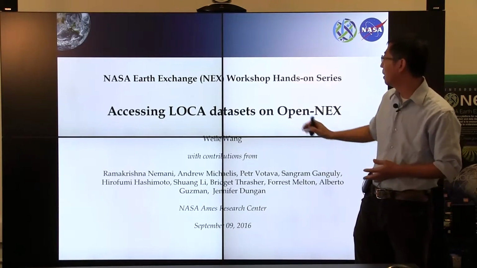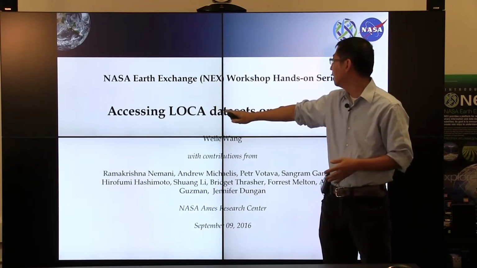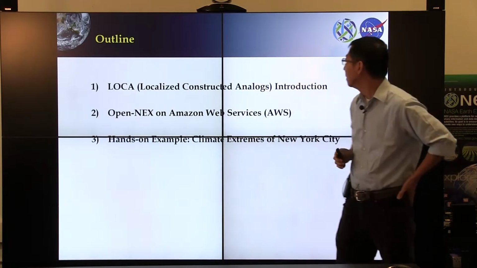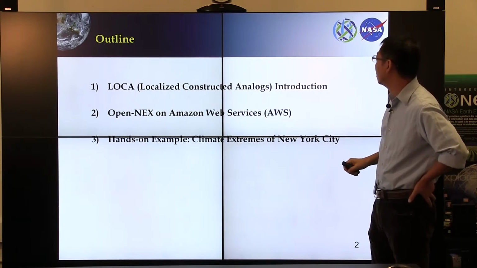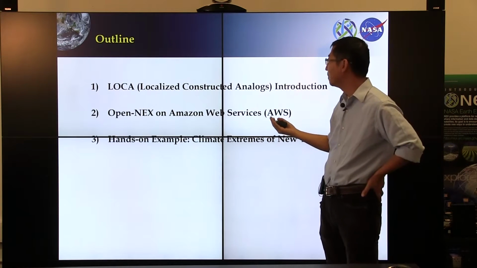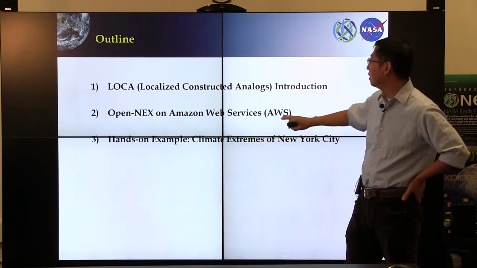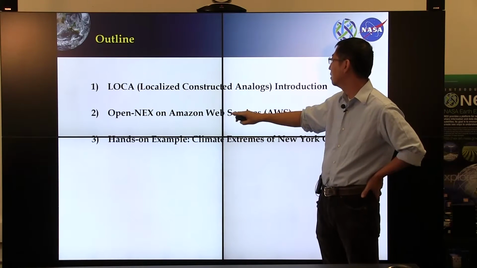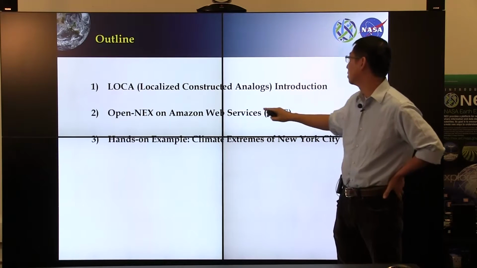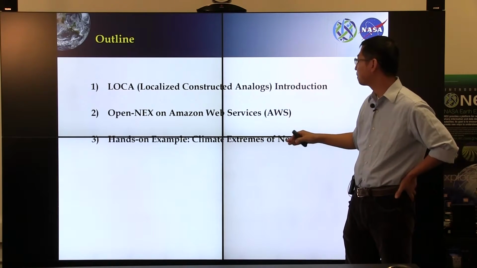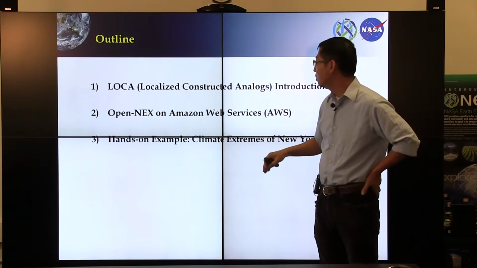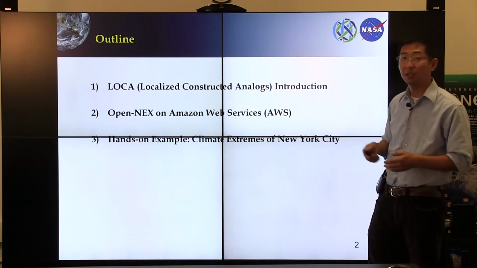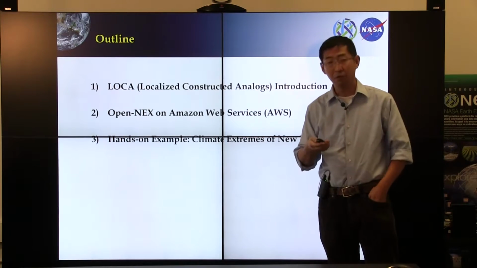So today I'm going to talk about how to access LOCA data on OpenNEX platforms. This is my outline. First, what is LOCA data anyway, right? And second is how to actually access this on OpenNEX. What I mean is actually Amazon Web Services, basically commercial cloud. The third, I'm going to give you a hands-on example on how to analyze climate extremes of New York City in the future. All right?